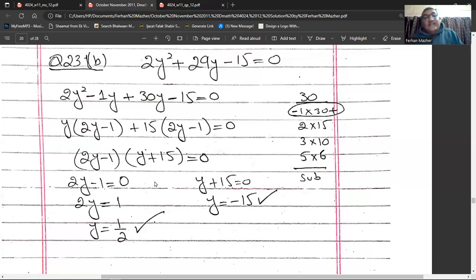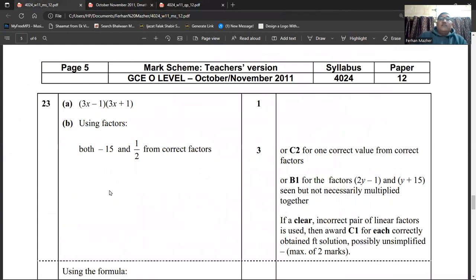You can see these two brackets are multiplying with each other and their answer is 0. So that means either the first bracket is 0 or the second bracket is 0. So 2y minus 1 equals 0, so 2y equals 1, so y will be 1 by 2. Then we have y plus 15 equals 0, so y will be minus 15. So I got two answers, minus 15 and 1 by 2. So this is how you get this answer.